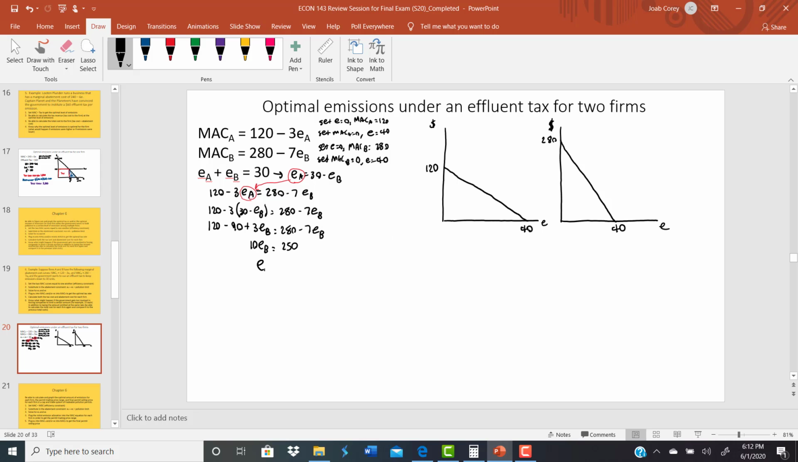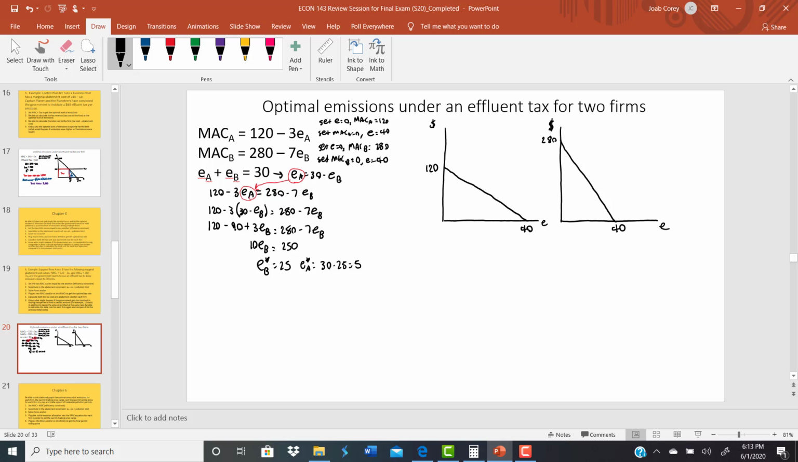That means that E sub B star is going to be equal to 25, which means that we know that E sub A star is going to be equal to 30 minus 25, which is equal to 5. Right, now we need to figure out exactly where that's going to occur in terms of what tax is going to make those optimal number of emissions happen.